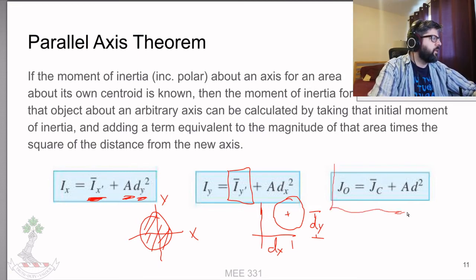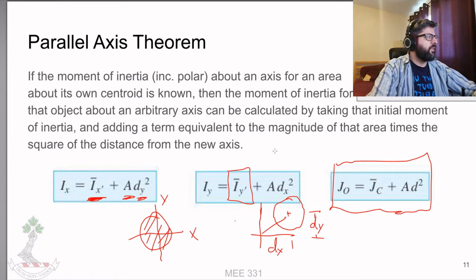Same thing works for our J. I wanted to shift that. I didn't want to move it.